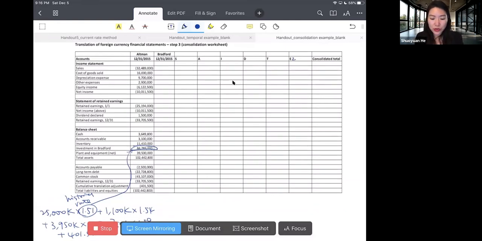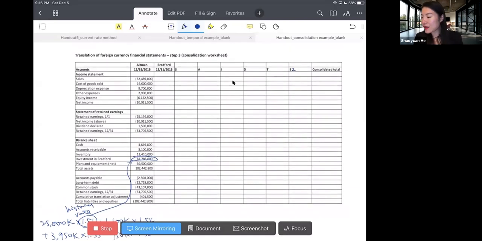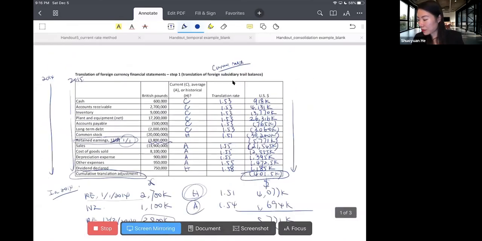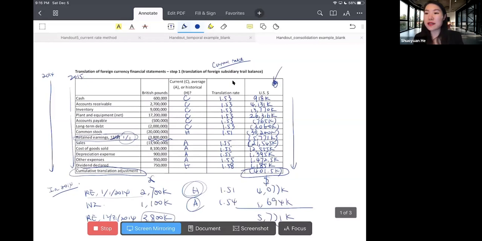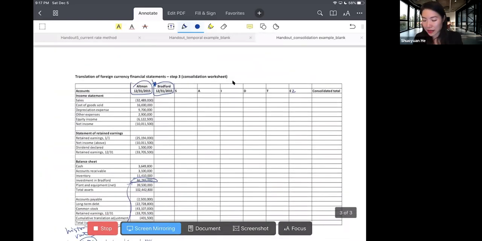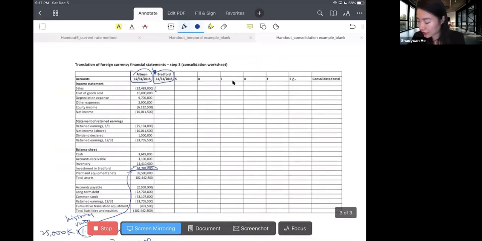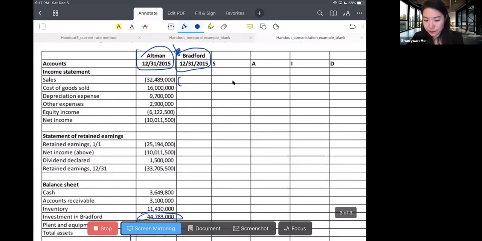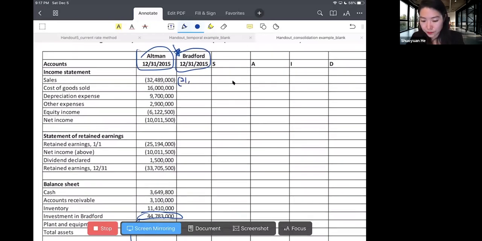So when we do consolidation, we have the parent firm, and for the subsidiary firm, we need to take it from the last column here. So the amount after translation. So let me just put in the number for you here. This just copies from your first page.